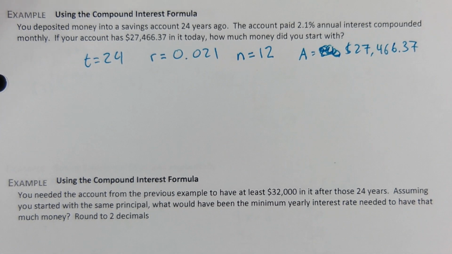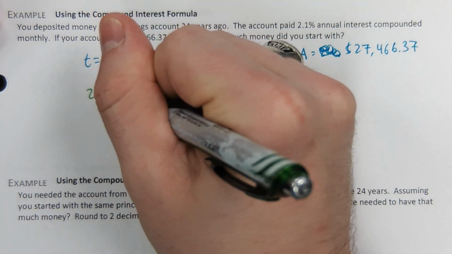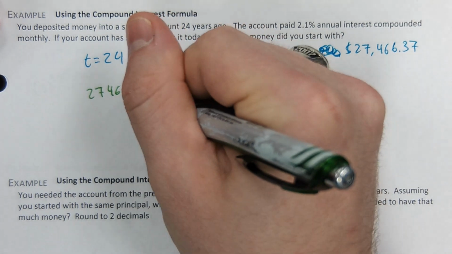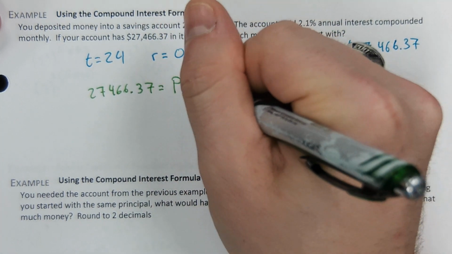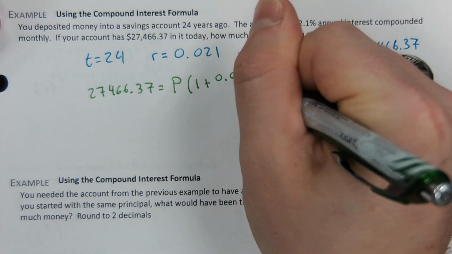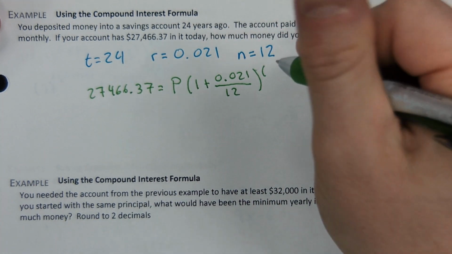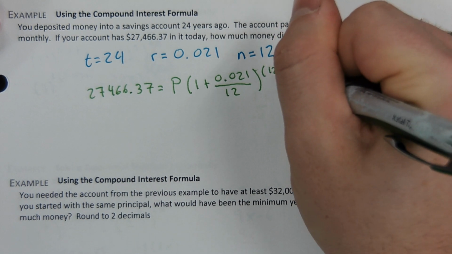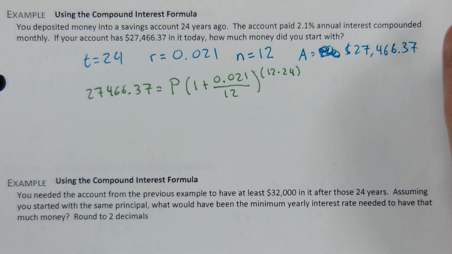Once again, money. So green. 27,466.37 equals an unknown principal, times 1 plus 0.021 over 12, raised to the 12 times 24. So you know, 12 times 24 is 288.